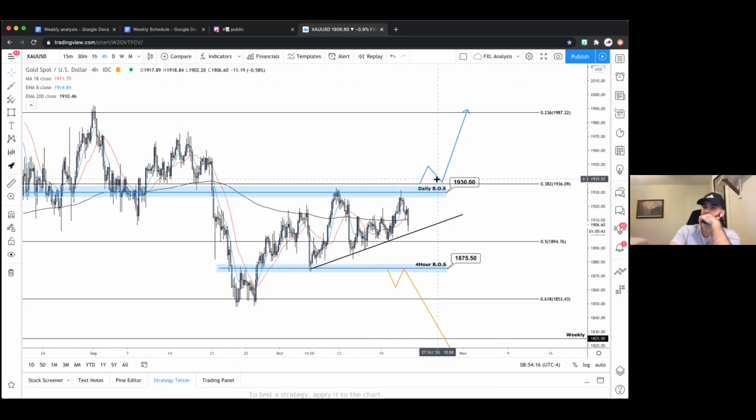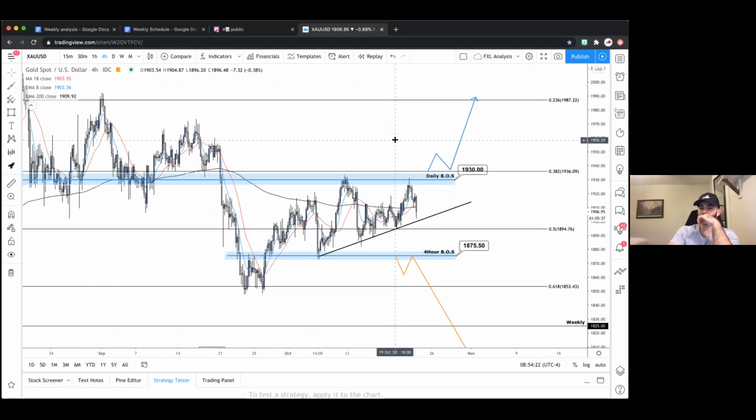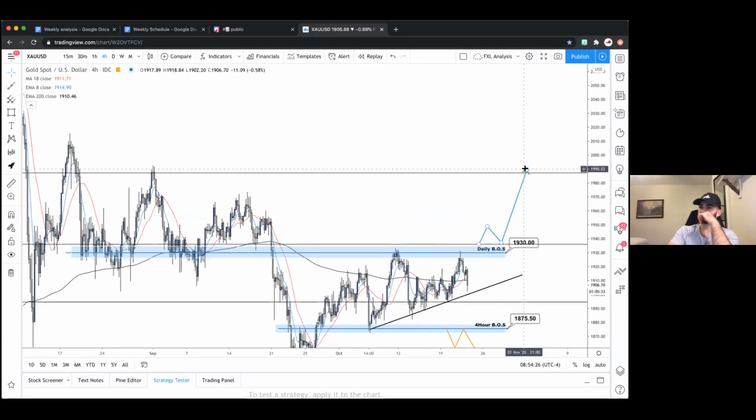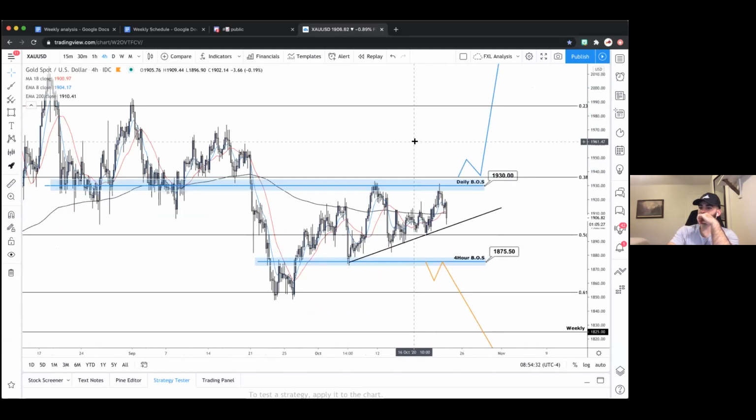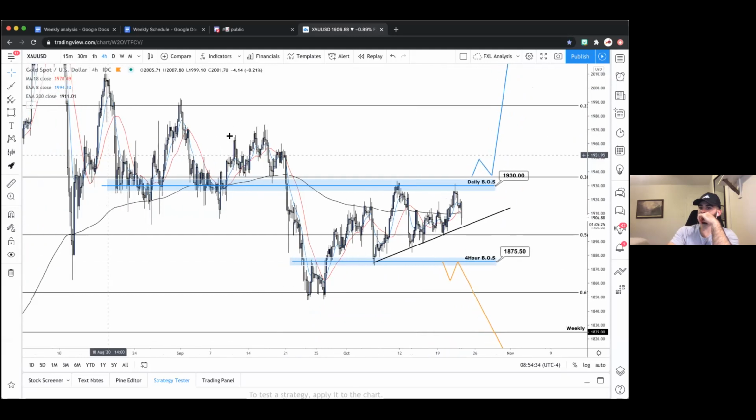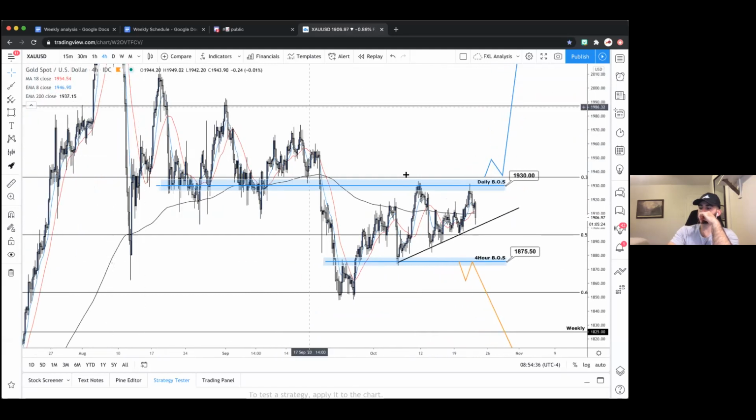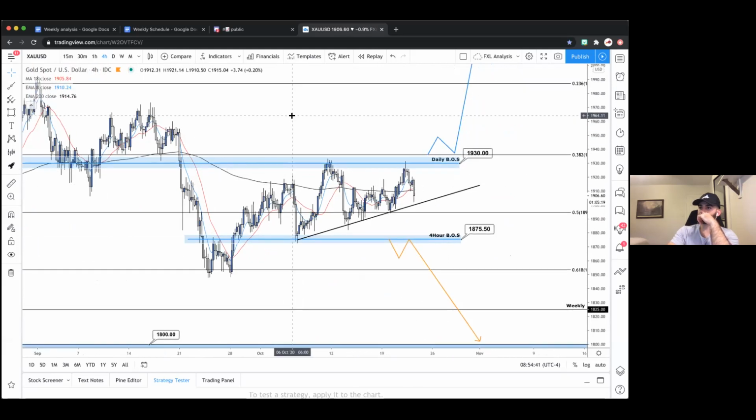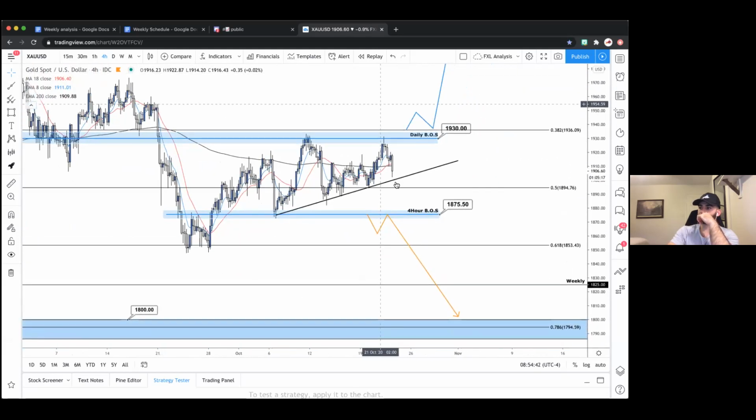Look for a long opportunity on a higher low confirmation just above 1930, and then that could be a really massive trade targeting prior highs. All these highs here, and then ultimately back up to 2070, where our high was, all the way back here in August. All right, so that's the bullish outlook. Always going to favor a bullish outlook on gold personally, but let's go over the bearish scenario.